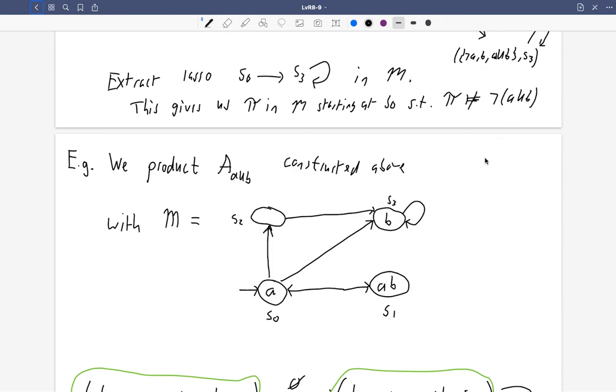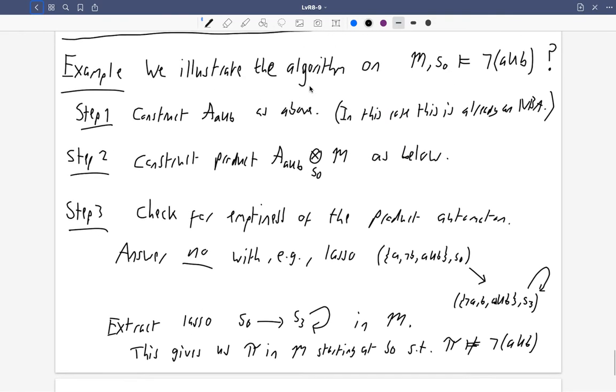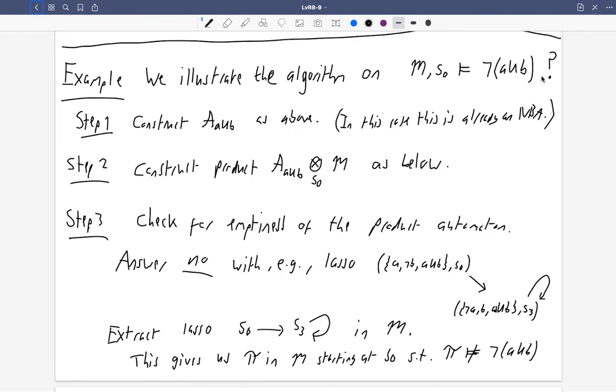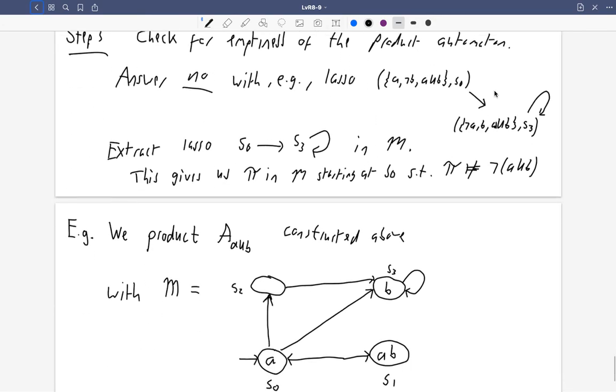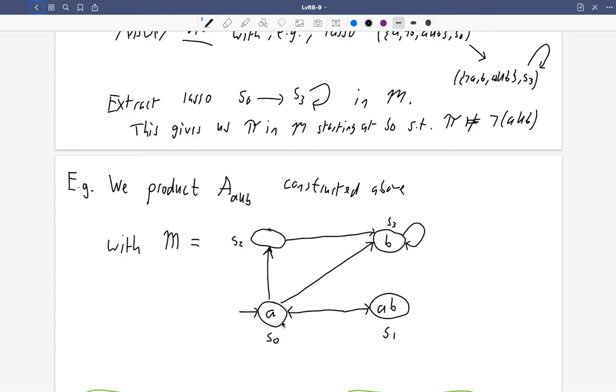And the point is, this path then satisfies A until B. So it shows that the answer to the original model checking question is no, because we have a path that satisfies the negation of the formula we were interested in. So let's just check that. If we start at S0, we go to S3 and we go around it, does A until B hold? Well, A holds here at S0, and then we go to S3, and then B holds, and it keeps on holding. So indeed, A until B does hold.